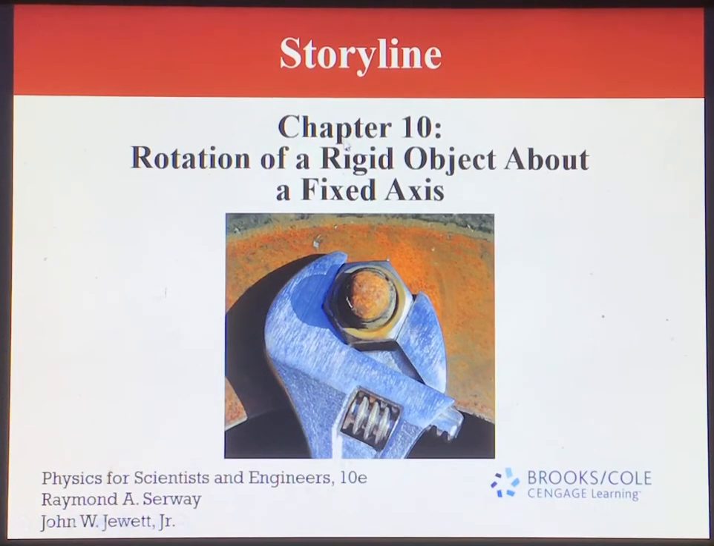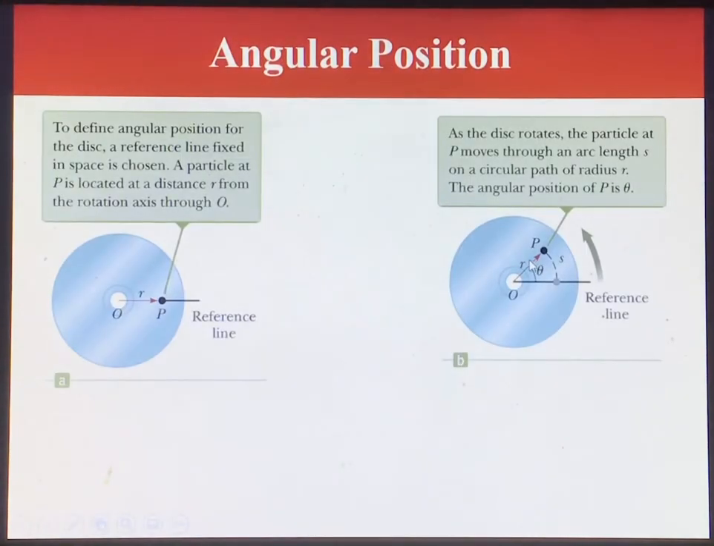In this video, we're going to introduce chapter 10, where we're going to talk about the rotation of a rigid object about a fixed axis. So the very first quantity that we're going to look at is called the angular position. Basically, the angular position simply tells me the displacement of a point from some reference line. So as this disk is rotating in the counterclockwise direction, you can see that this point is moving from this point to this point right here.